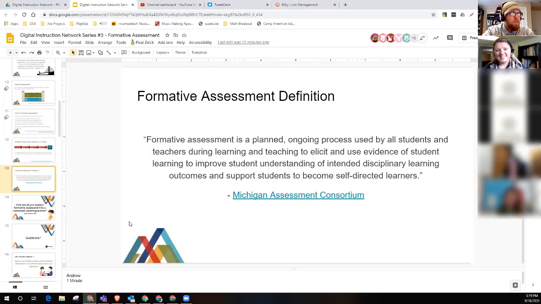But formative assessment is a planned ongoing process used by all students and teachers during learning and teaching to elicit and use evidence of student learning to improve student understanding of intended disciplinary learning outcomes and support students to become self-directed learners. Ordinarily, I would not read straight off a slide, but when it's a definition, I like to do that so that we make sure that we're all on the same page. So you don't skip over that, you actually take time to read it.